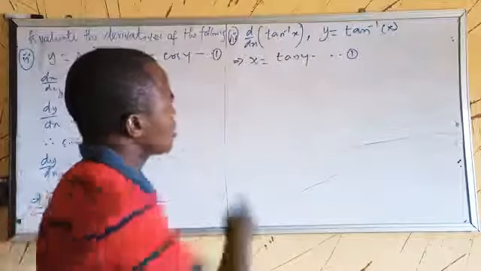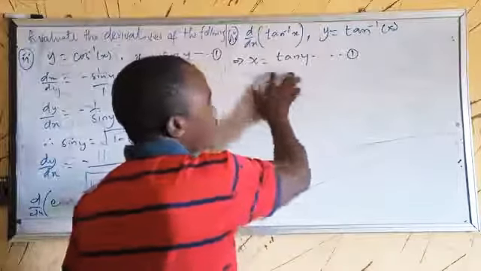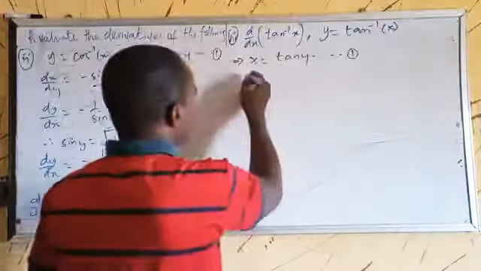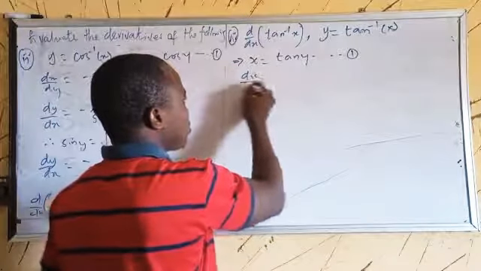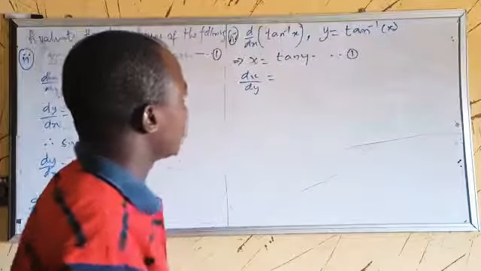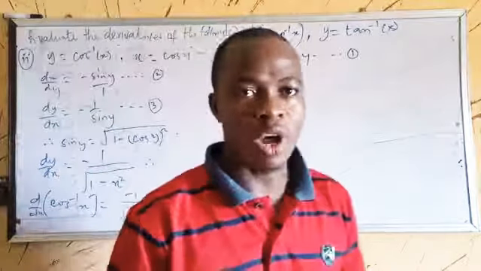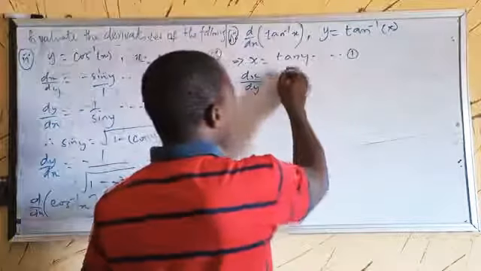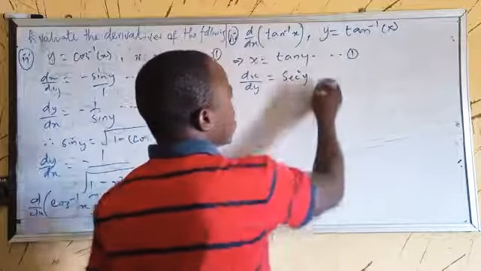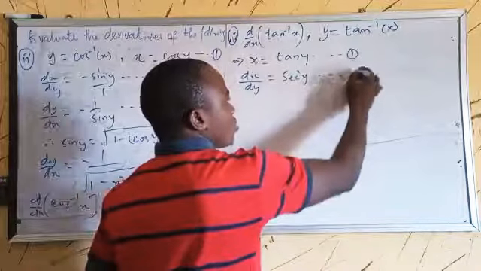Now if x equals tan y, what's the next thing? We are now trying to differentiate this equation 1 with respect to y. So we have dx over dy equals, the derivative of tan y is what? It is sec squared y. So we have sec squared y as the derivative of this. Let's call this one equation 2.